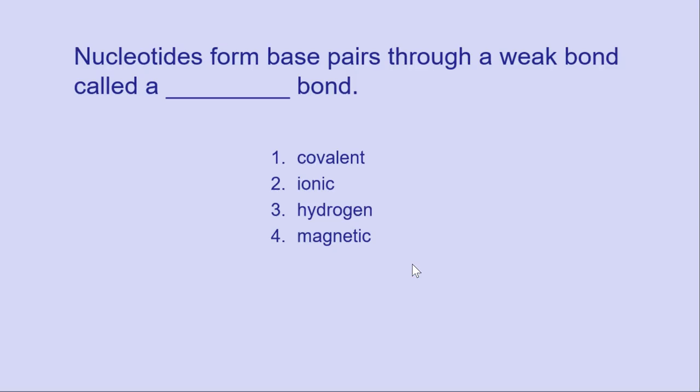So, nucleotides bond together to form the structure that we know so well and the structure that we love of DNA. What kind of bonds do the nucleotides bond with, right? What are those bonds that cause those base pairs to form? Are they covalent bonds, ionic bonds, hydrogen bonds, or magnetic bonds? So think back to chemistry, organic molecules. They're going to be hydrogen bonds.